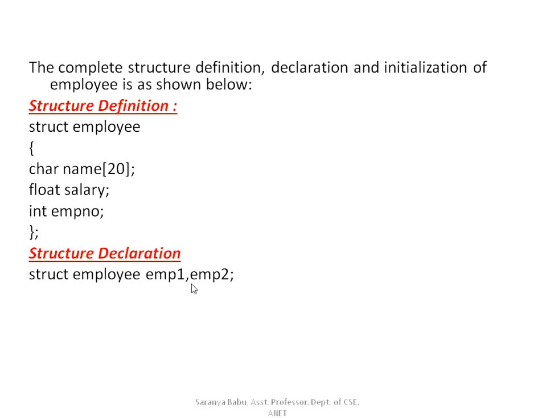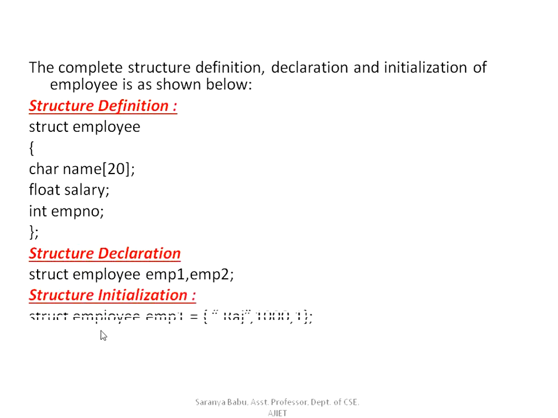I have declared two variables, emp1, emp2. Now how will you initialize this? Struct employee emp1 is equal to Raj. Why Raj? First, struct employee means I am referring to the structure employee. Under that, the one variable which I have already declared is emp1. So I am giving struct employee emp1's values. Under the structure, the name is Raj, salary is 1000 and employee number is 1.